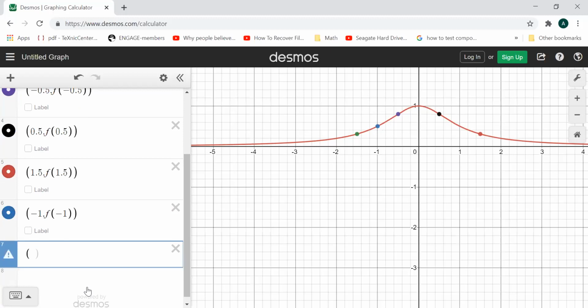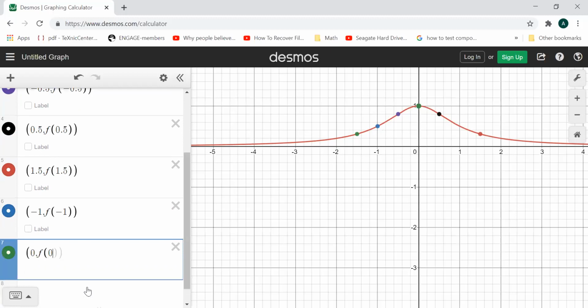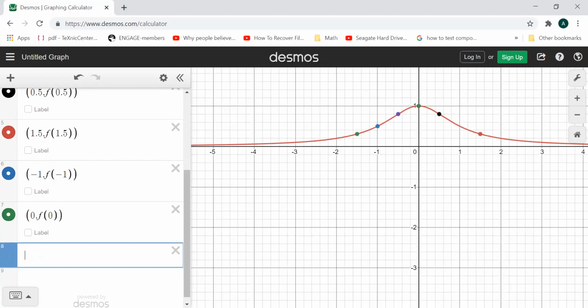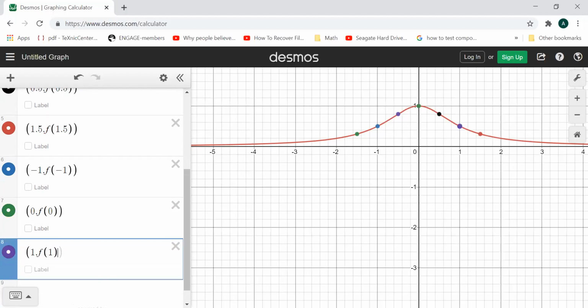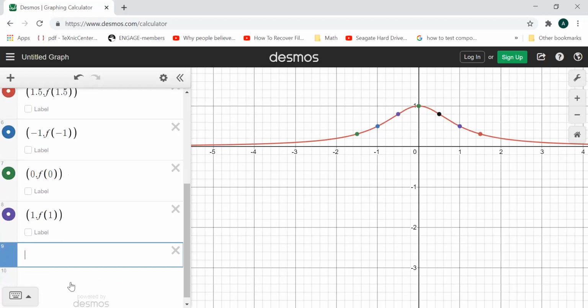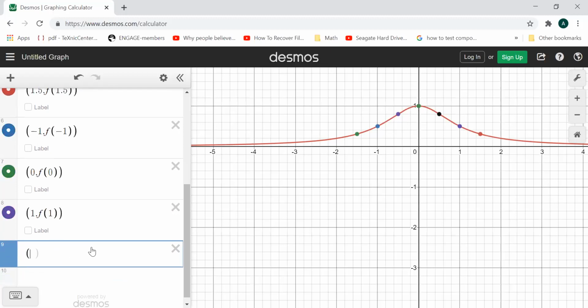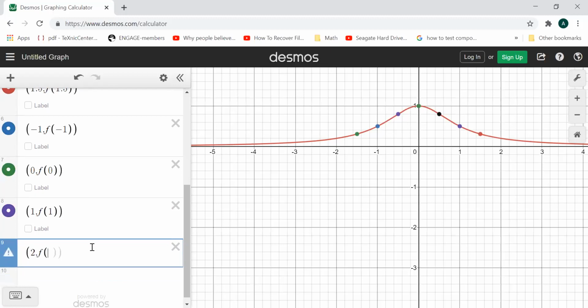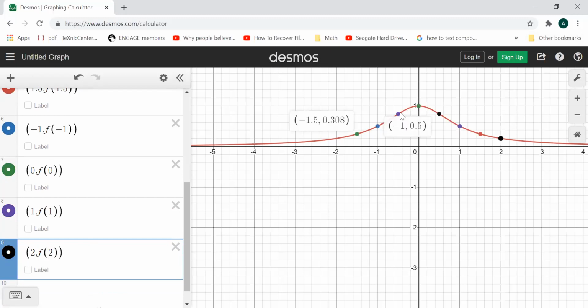Then the next one will be what's not represented, 0 comma f of 0. There we go. So 1, 2, 3, 4, 5. I got that represented. I don't have 1. So 1 comma f of 1. And then 2 comma f of 2. These were not represented, but they are now. So these are all the right-hand points of my rectangles.